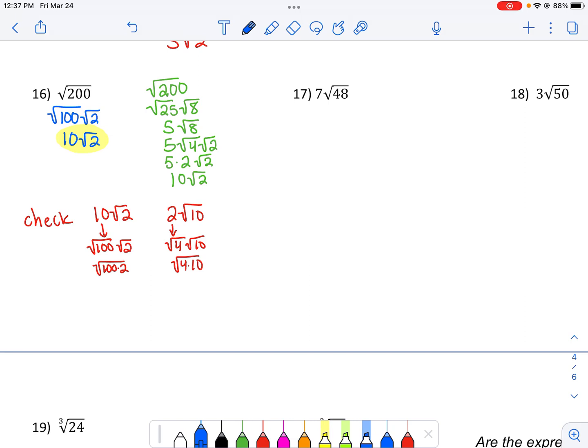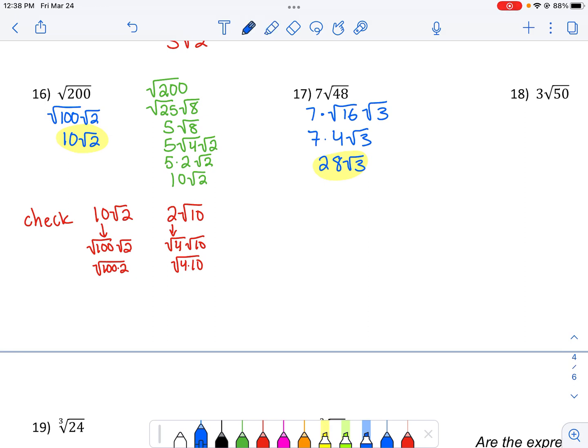Number 17, we have 7 times the square root of 48. So 7 is just a coefficient there, and I still need to break the square root of 48. You may or may not know that 16 goes into 48. That will be the most efficient way to do this. So I'd get 7 times 4, root 3. So 28 root 3 here, because we already had a coefficient on the outside.